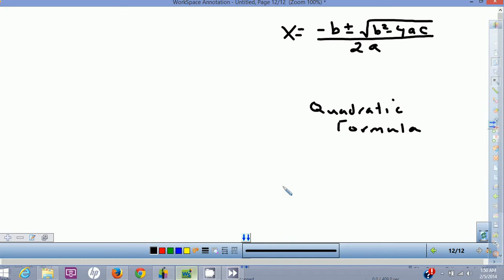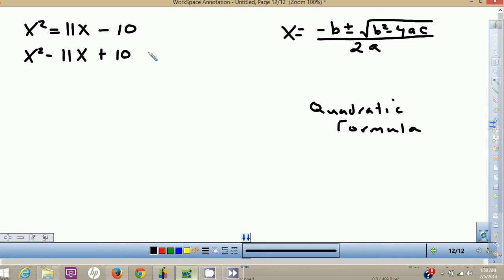So here's our first quadratic: x squared equals 11x minus 10. Well, the first thing you need to know about the quadratic formula is it needs to be in standard form. So we're going to need to move this 10 back over to the other side of the equal sign in order to use the quadratic formula. Once we do that, we have x squared minus 11x plus 10 equals 0.